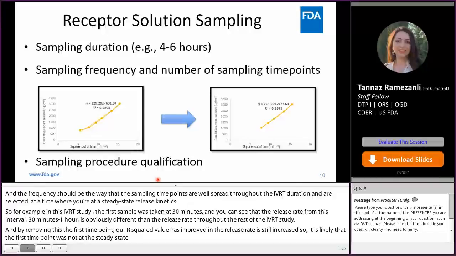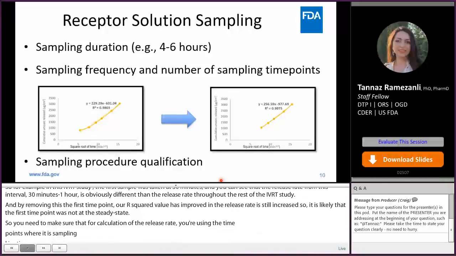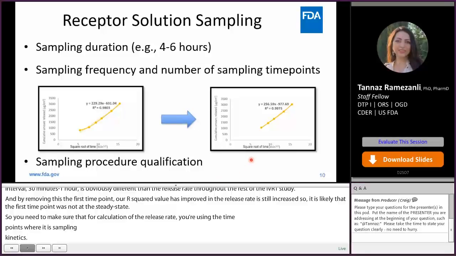The sampling procedure should be qualified as well. The accuracy and precision of the receptor solution sample collection at each time point should be appropriately qualified, and your sampling procedure should be able to reliably collect a consistent volume of the sample from a well-mixed portion of the receptor solution. This qualification is something that the investigator should do, and it's not something you rely on the apparatus manufacturer's qualification for.